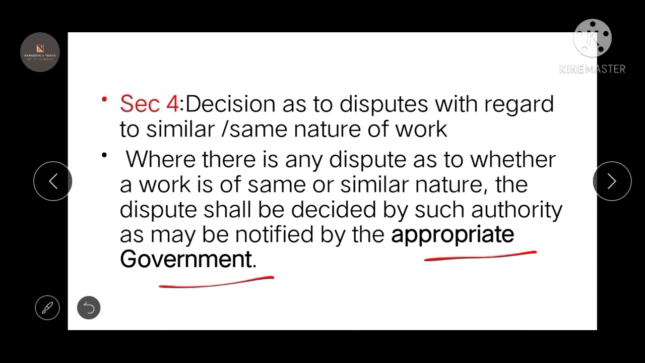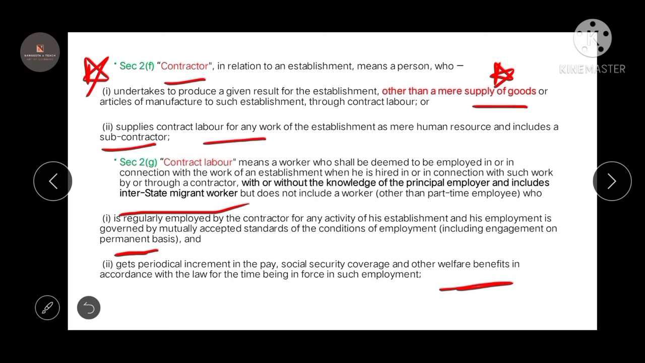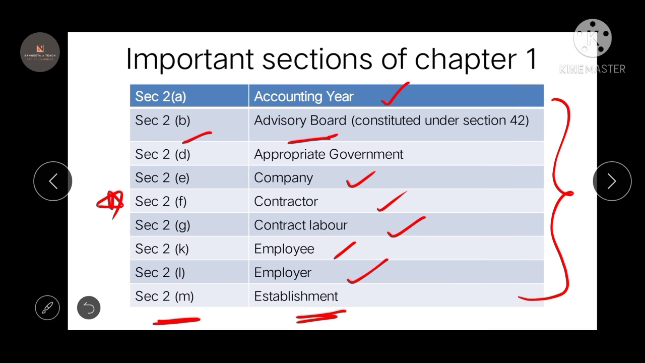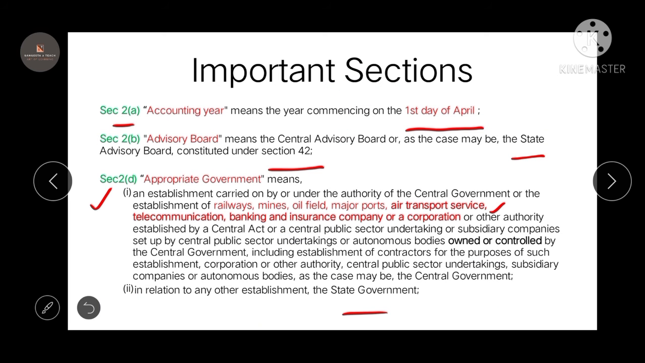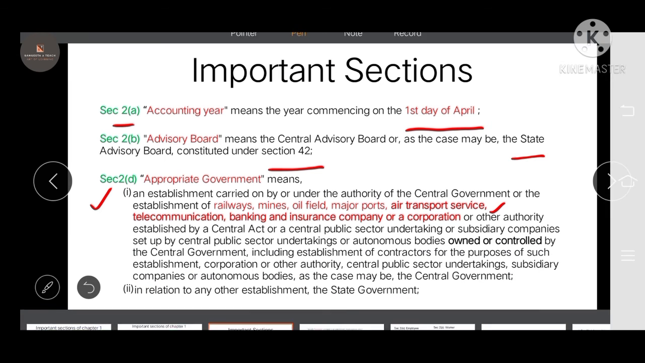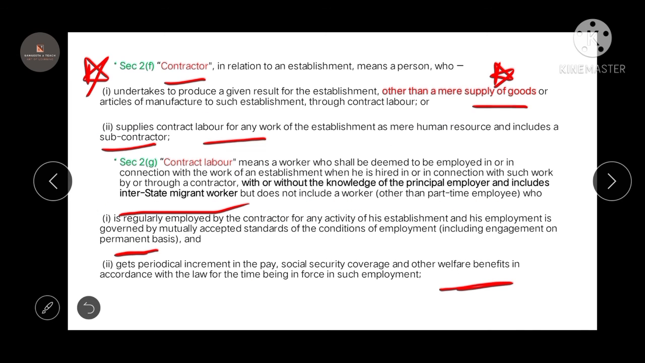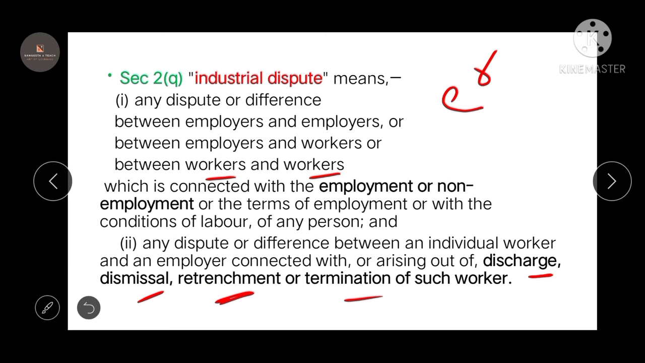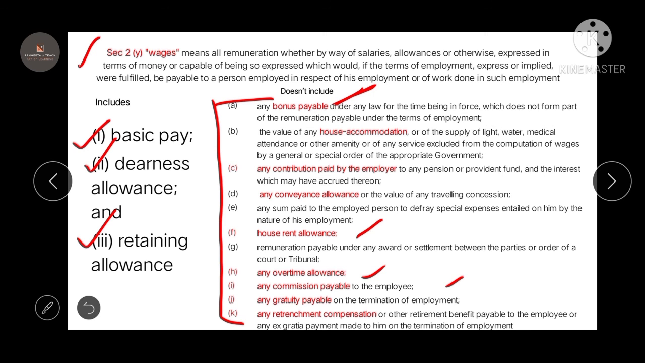So these are all the important sections related to chapter 1. You can revise them and make a note of them. These can be direct questions as well. For example, if asked according to which section the definition of wage is given, it is section 2 of Y. You have to remember, these are very, very important. Please revise them as many times as you can so that they stay in your mind. You cannot leave them. It acts as a scoring part as well, if you remember it.